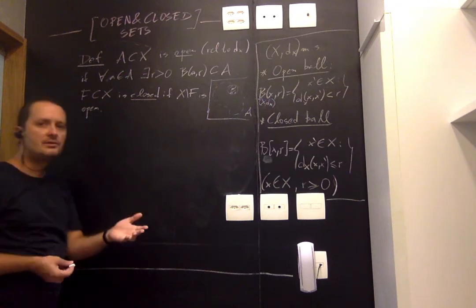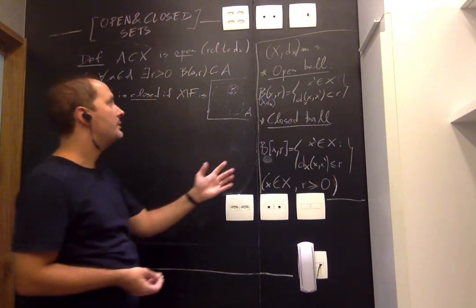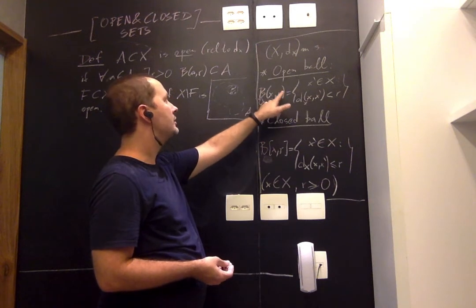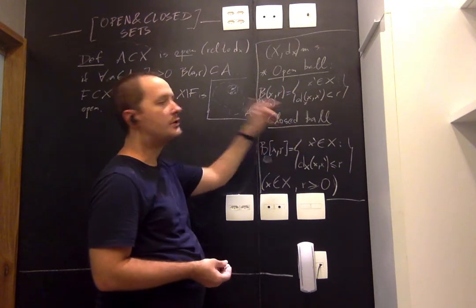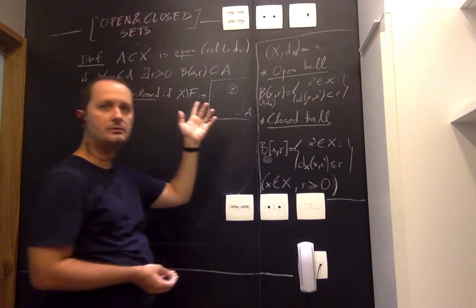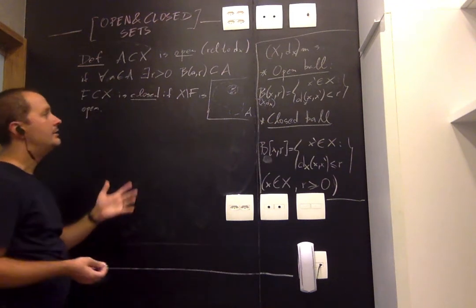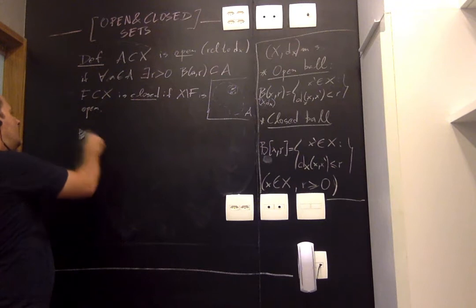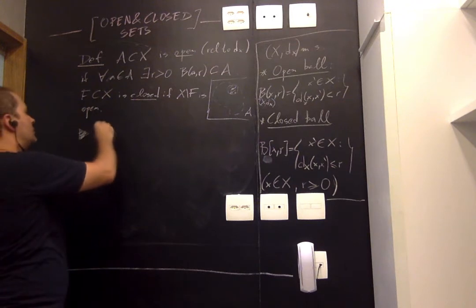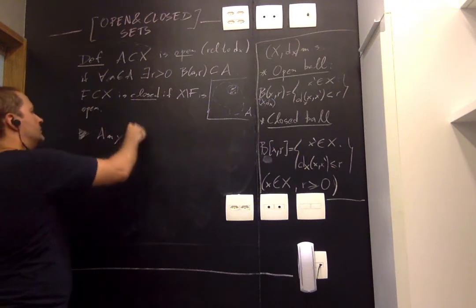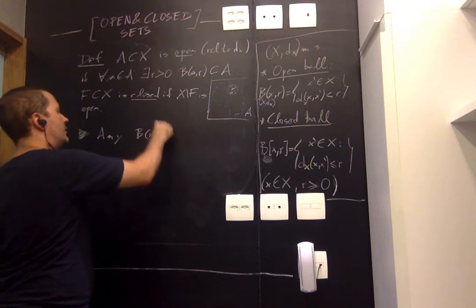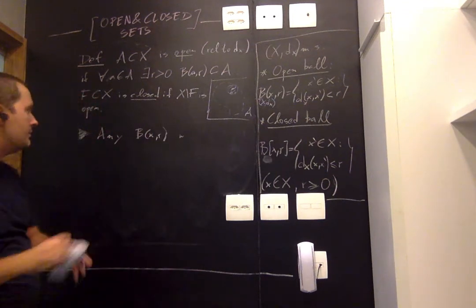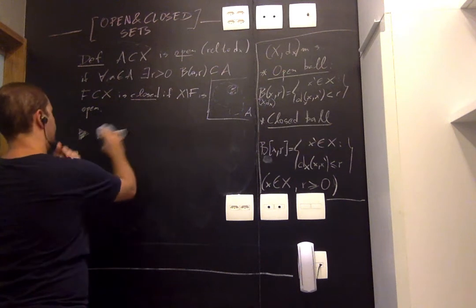It would be nice to know, and that's what we're going to do right now, that open balls are open sets and closed balls are closed sets, right? So, okay, this is a really trivial exercise. So we're going to show that any B(x, r) with, okay, so let me start with something even more basic.